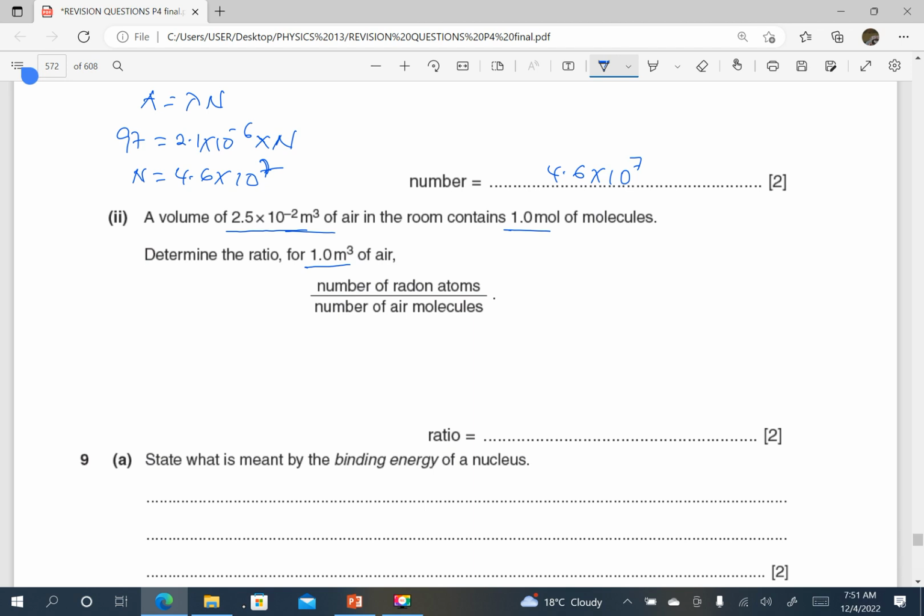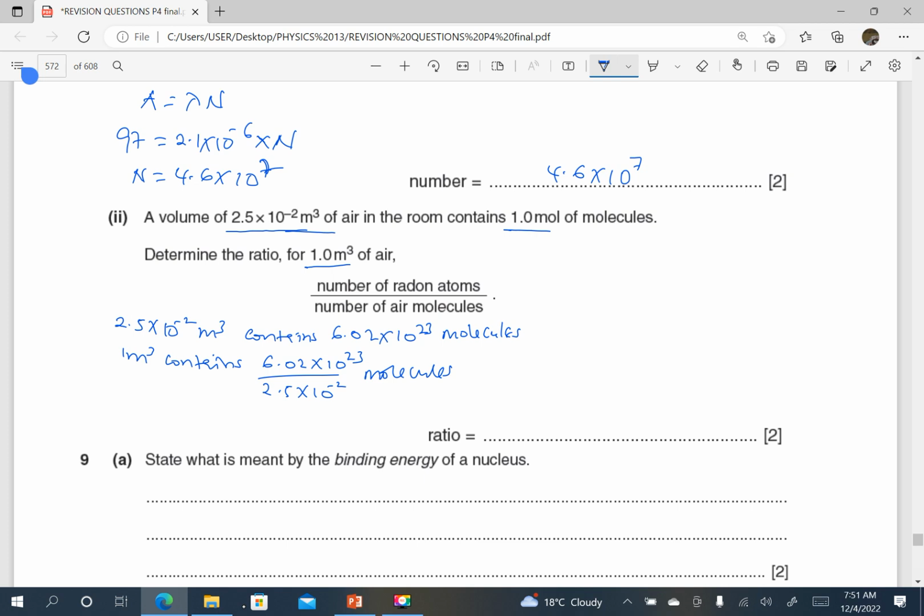So it means we now have that 2.5 times 10 power negative 2 meters cubed contains 1 mole of molecules, and 1 mole is 6.02 times 10 power 23 molecules. So it means 1 meter cubed contains 6.02 times 10 power 23 divided by 2.5 times 10 power negative 2 molecules.